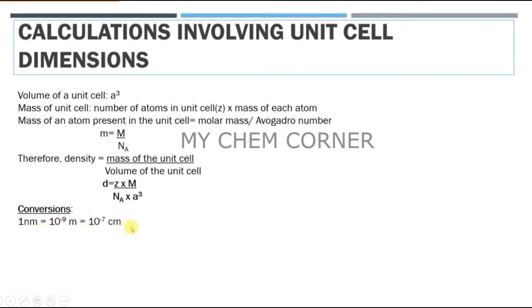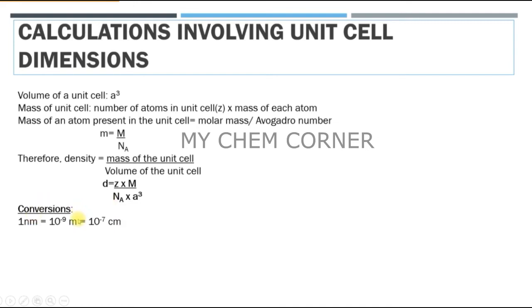Further, when you convert it to centimeter, which is normally the unit that you use in the calculation of a density, it's going to be 10 to the power minus 7 centimeter. So this is going to be the conversion when you move from nanometer to centimeter or nanometer to meter.